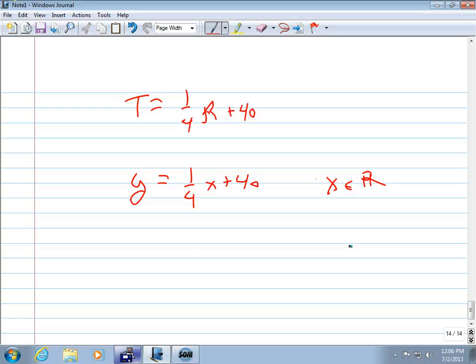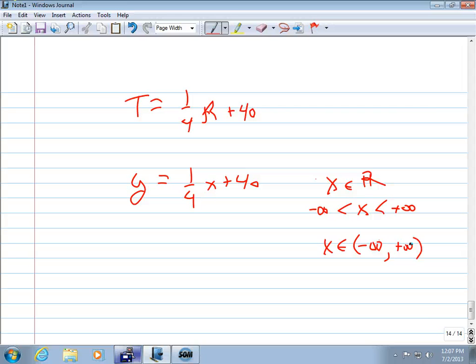No? You could write it this way too. X is anything between negative infinity and positive infinity. Have you seen this kind of notation? Yeah? Or you could say x is in the open interval from negative infinity to positive infinity. Have you seen that notation? All these three notations mean the same thing. That's the domain. Those are the x values if y equals 1/4 x plus 40.